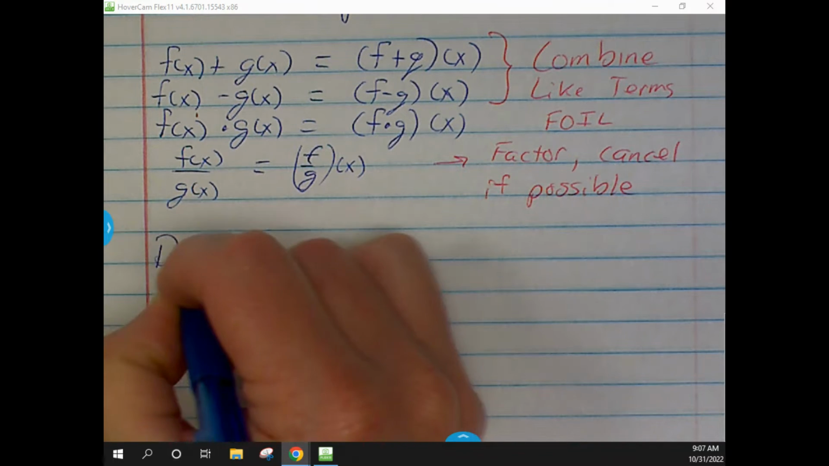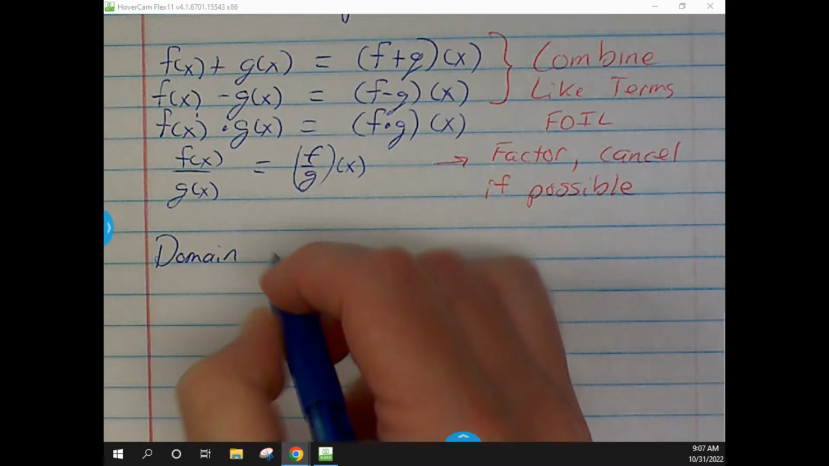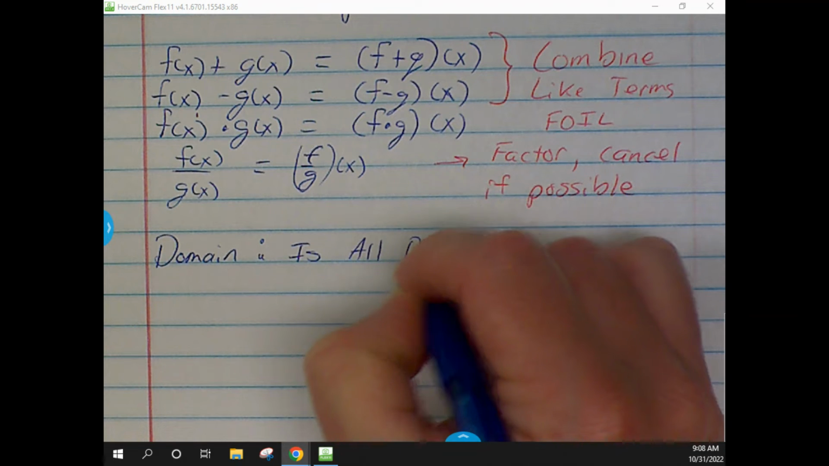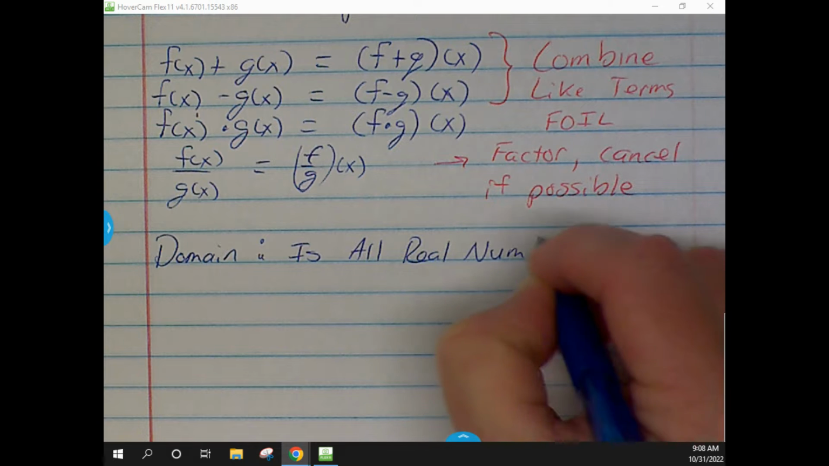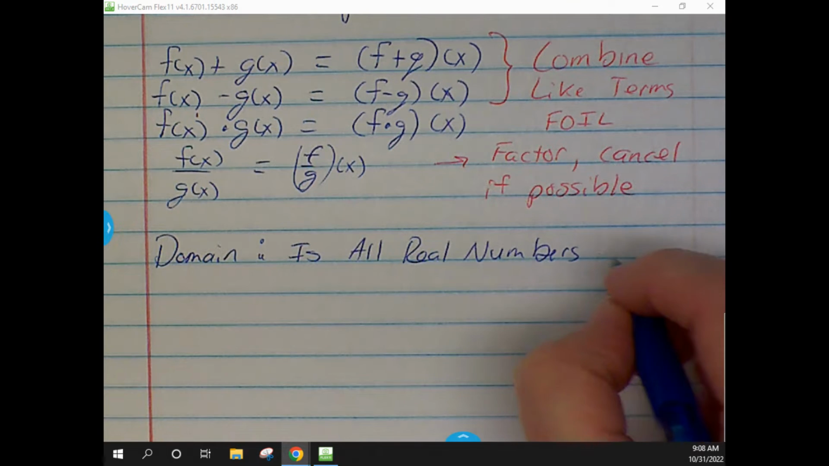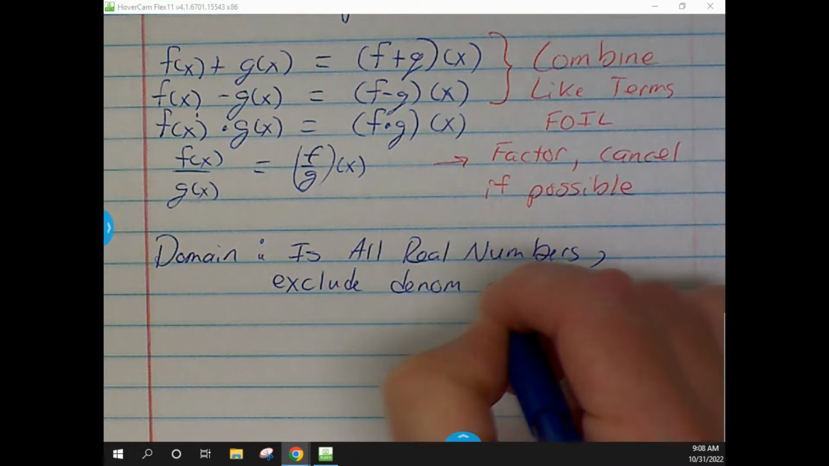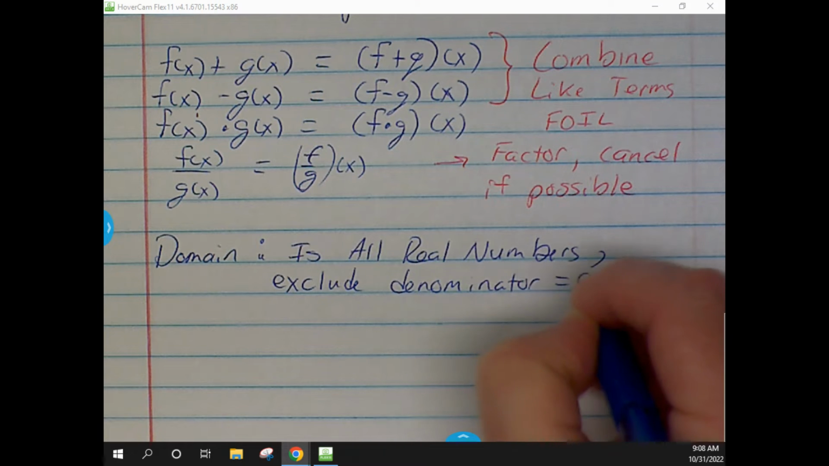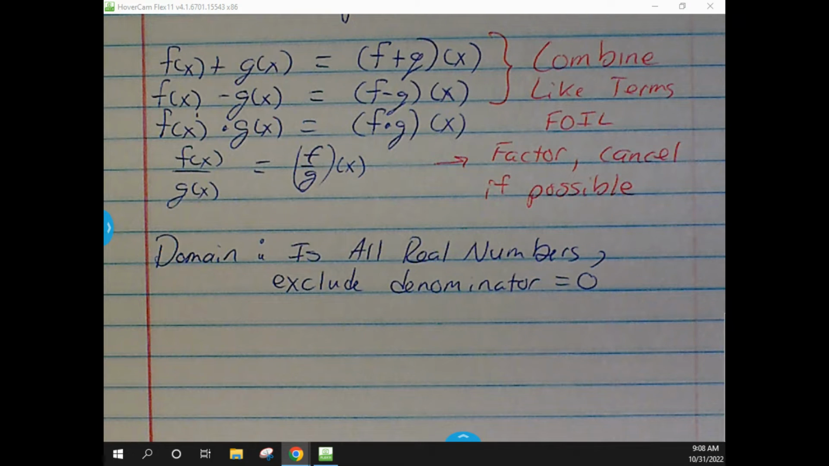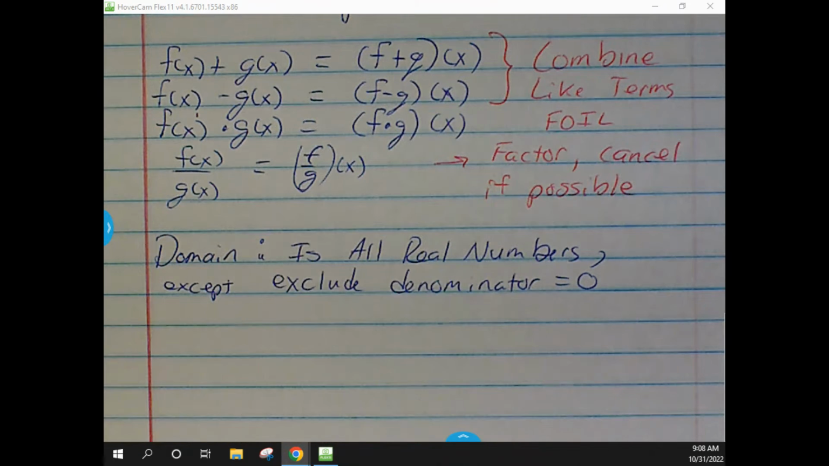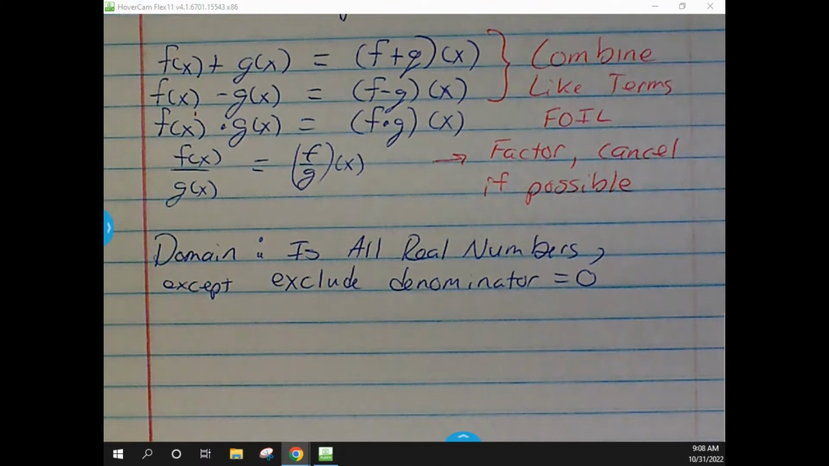When we're talking about all these functions, the domain is going to be basically all real numbers. But you're going to exclude the denominator equal to 0. So it's all real numbers. The exception is what you're going to exclude. If you've got a division problem, you're going to have to exclude the denominator equal to 0.